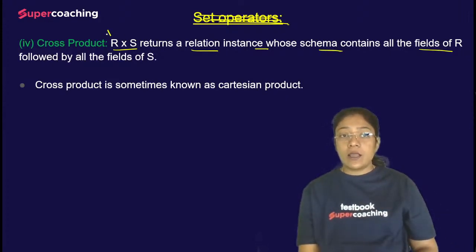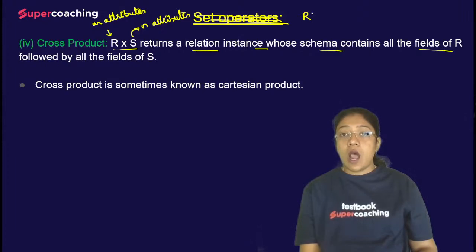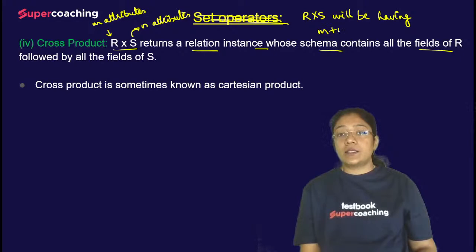If relation R is having M attributes, M attributes are present in the relation R and N attributes are present in the relation S, then R into S will be having M plus N attributes. Once this type of question was also asked in the GATE exam.